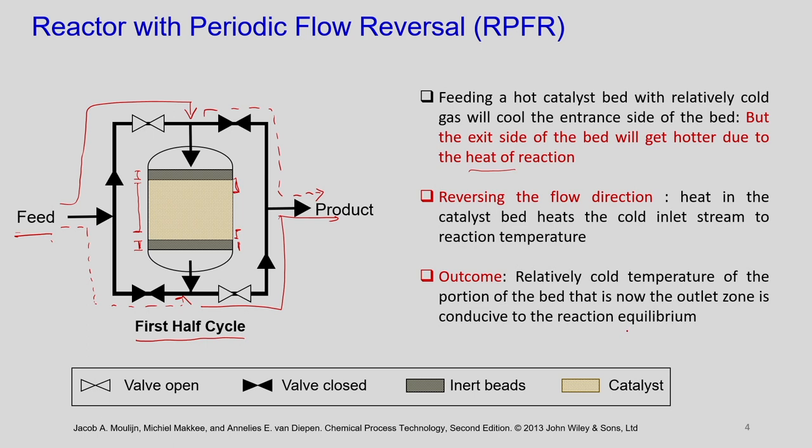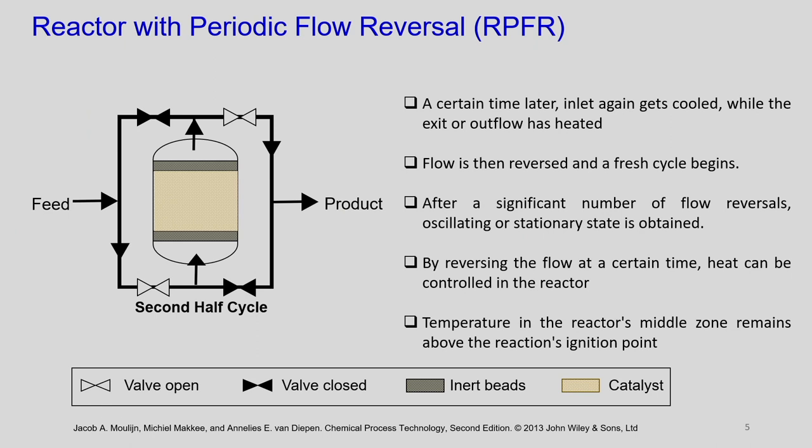The same phenomenon happens when you send the feed from the downward side. It will take away the heat from the catalyst bed. This is the second half cycle, as I was telling you. Now see, this valve is closed, this is closed, only this is open and this is open. So, what is your entrance of the feed? Feed comes here, so it goes through here within the system and then it goes here.